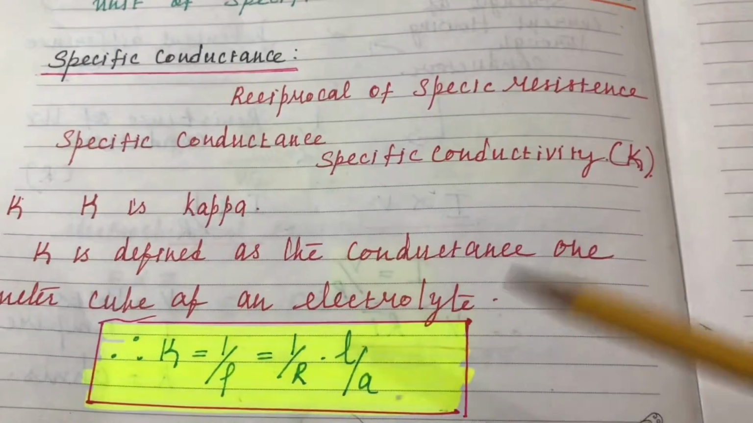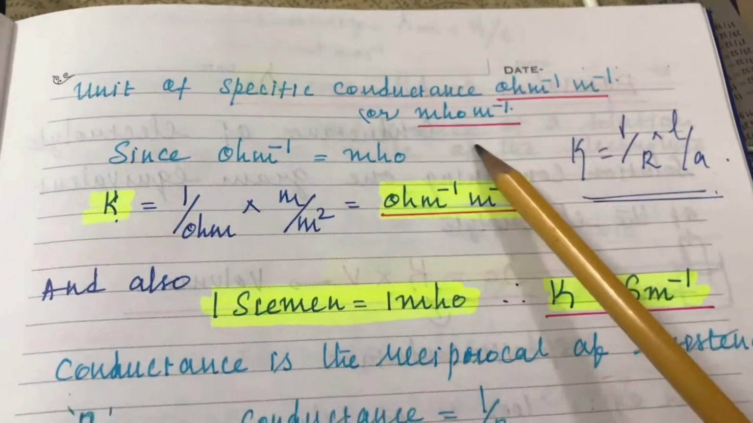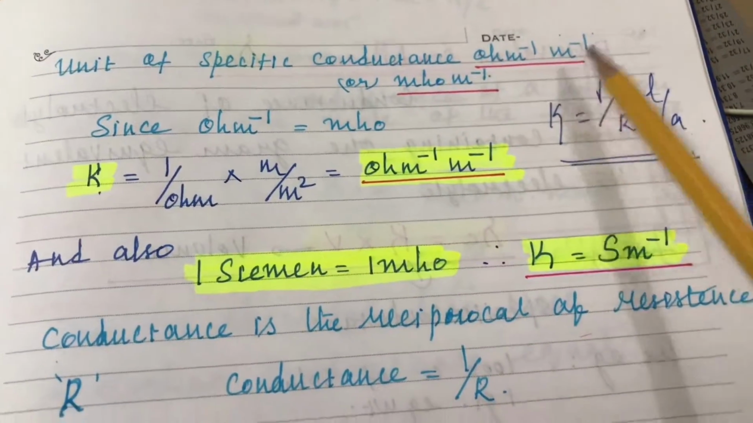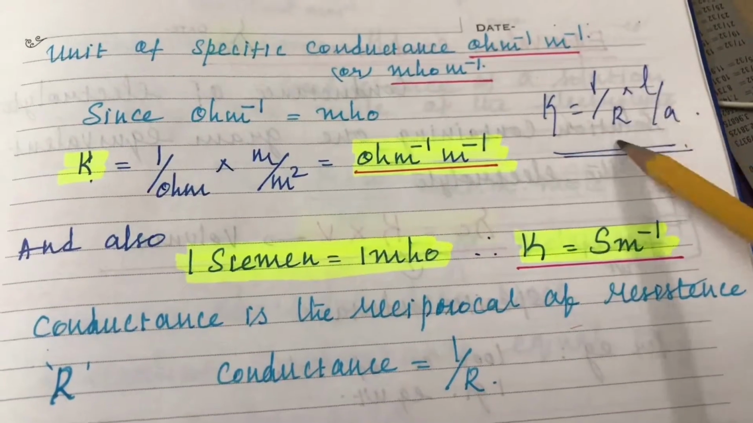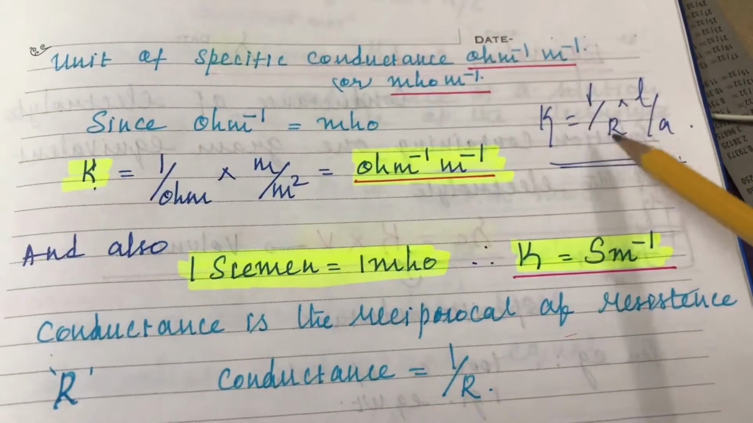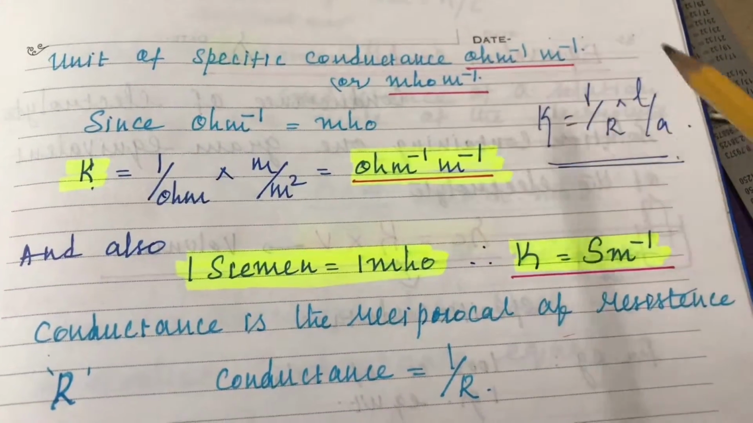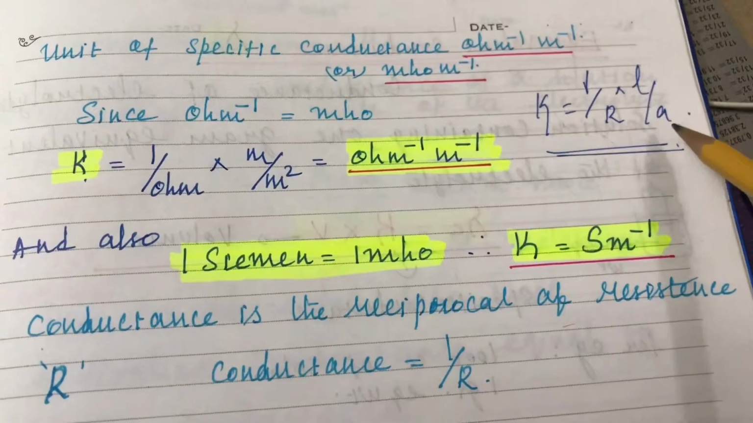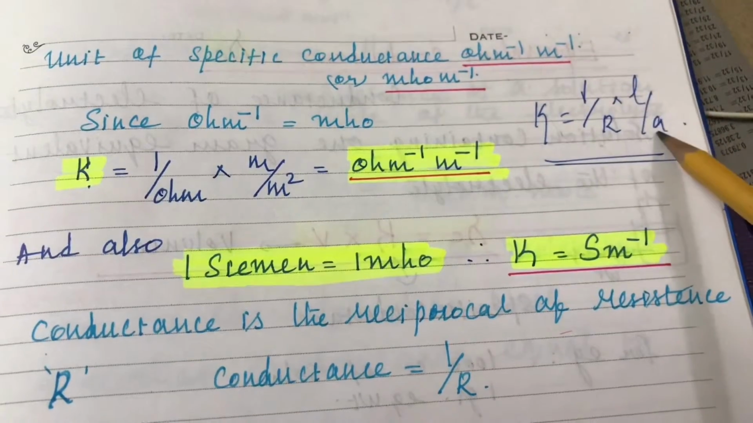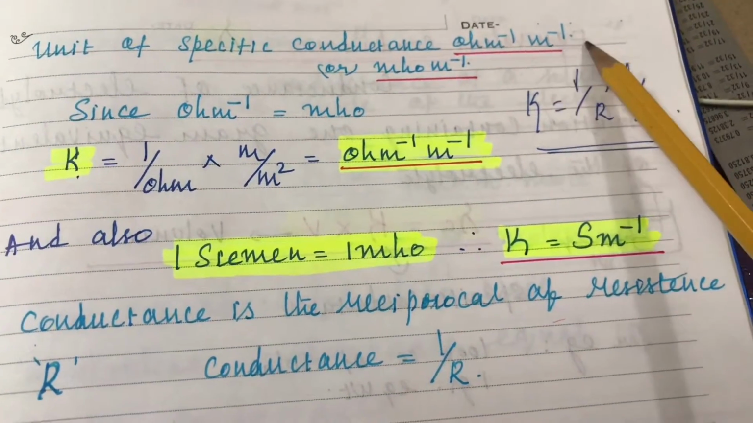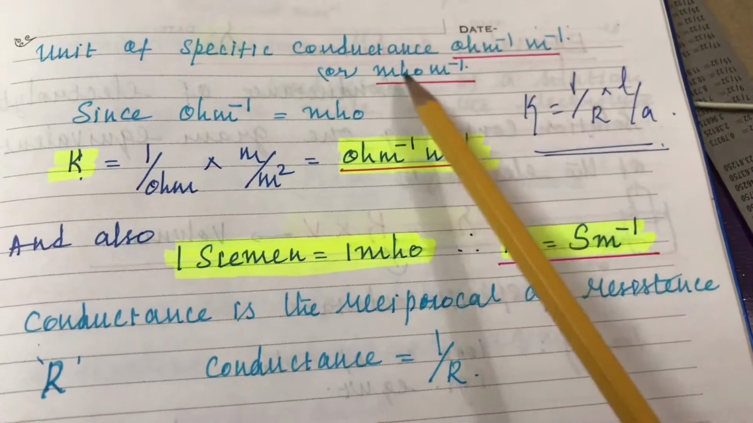Next one is, what is the unit of specific conductance? The unit of specific conductance is ohm power minus 1 meter power minus 1. How it came is, here kappa is 1 by R into L by A. The resistance is measured in ohm, so its inverse is ohm power minus 1. Length is measured in meter and the area of cross section is measured in meter squared. Thereby meter by meter squared will give you m power minus 1. So, ohm power minus 1 meter power minus 1 is the unit of specific conductance.